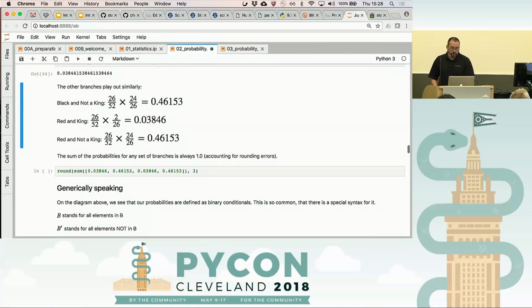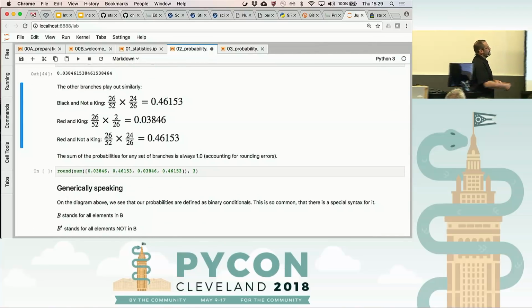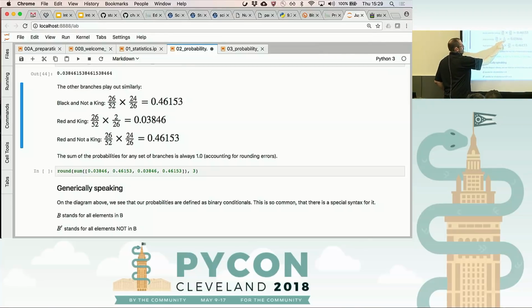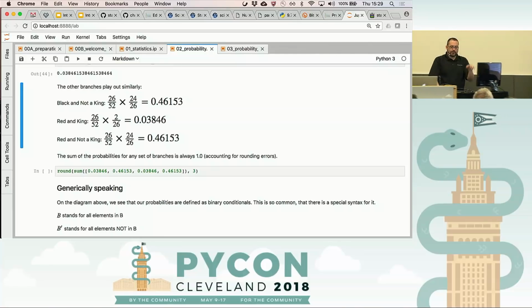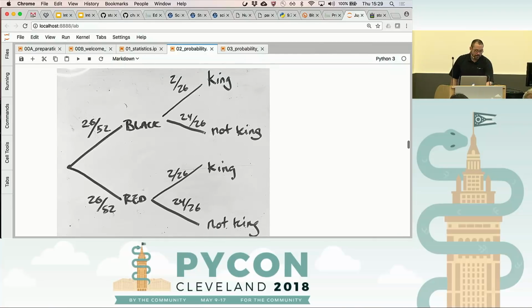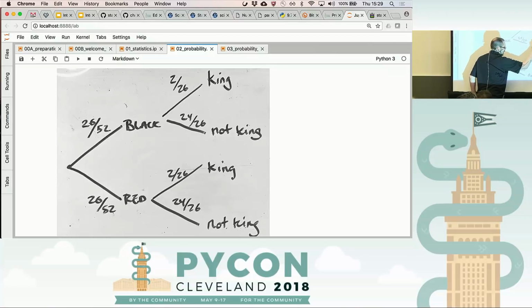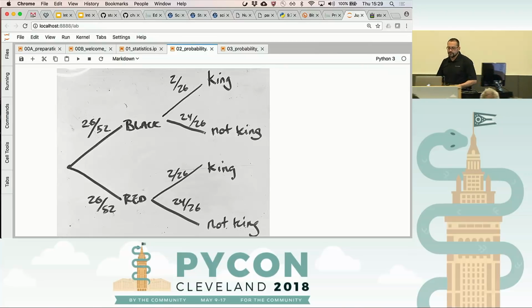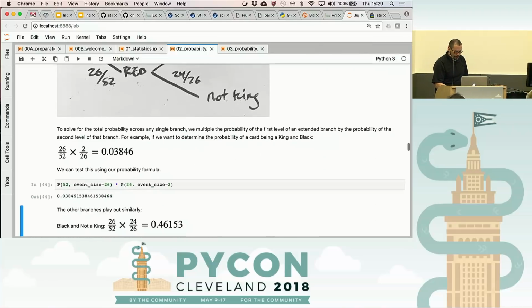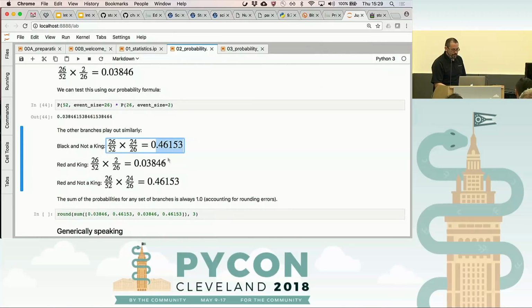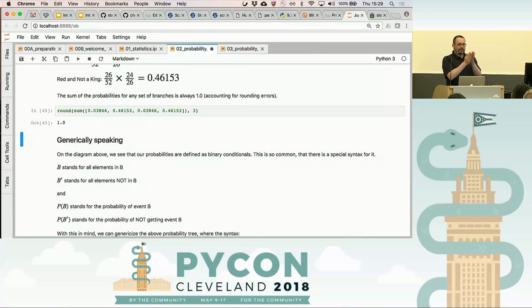Now, the rest of the branches play out the same way: black and not a king, red and a king, red and not a king. The cool thing is, the probabilities at the end of each of the branches, the probabilities way out here, 3%, 3%, and then like 47 and 47, they all add up to be 1 as well. So 46%, about 3 or 4%, another 46. When we add this up and round it, because math is hard, the total probability for all the branches is a total of 1. And that makes sense.